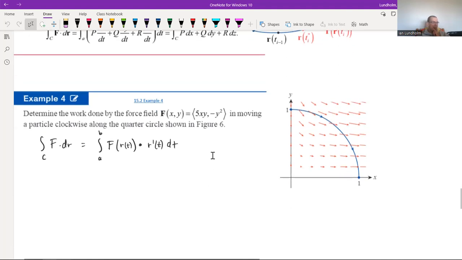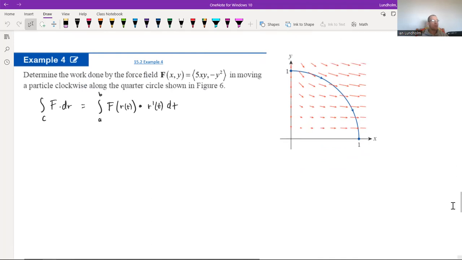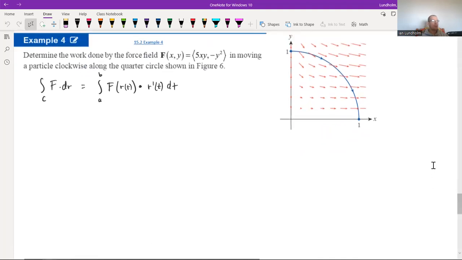Okay, so in order to get there, we've got F, our force field. But what we don't have is a parameterized path, r of t. So let's go ahead. I'll use blue to match with what we've got going on here. r of t, since again we're on a unit circle, I'm going to use cosine t and sine t for our x and y values.